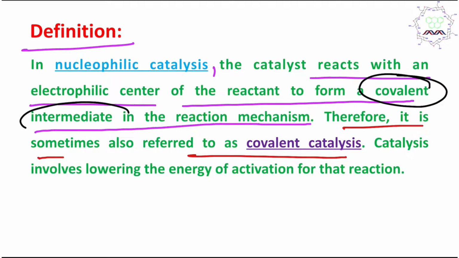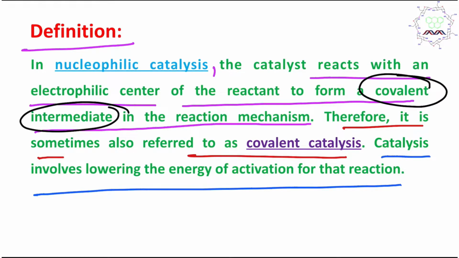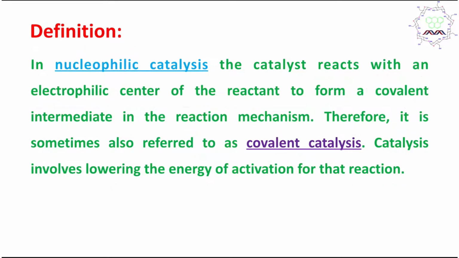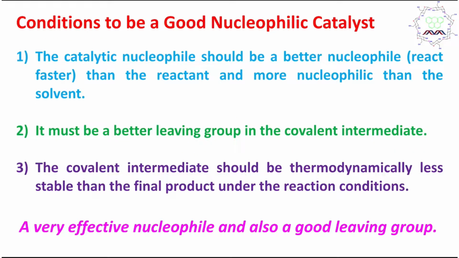So a covalent intermediate was formed by covalent bond, and in this case the catalysis involves the lowering of the energy of activation for that reaction. This is common for every catalytic system, because the catalyst binds with substrates and reduces the energy of activation for a particular chemical transformation compared to the absence of the catalyst, or the uncatalyzed reaction. Now let's go back to the main criteria.